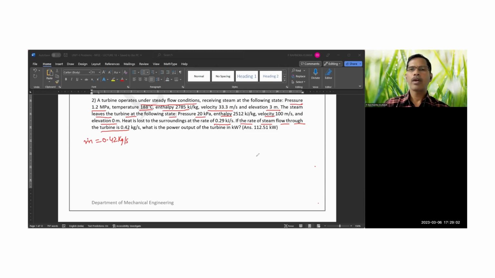So the first thing is drawing the diagram and sketch, which is important for the steady flow energy equation. This is how you have to draw it. This is the inlet, and this is the outlet, and this is the power output you get from the turbine. The inlet section is 1 and the exit section is 2.